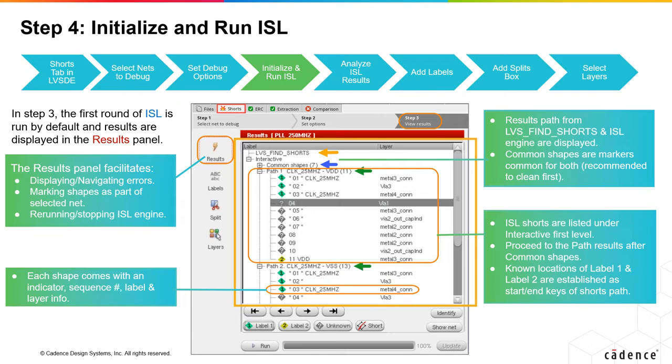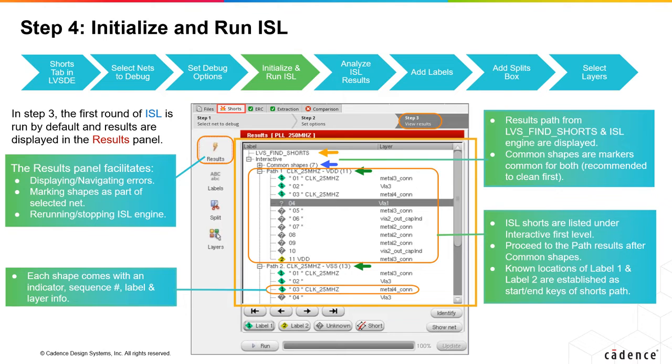The tree has 3 levels. The first level shows the results of the LVS_find_shorts rule or the corresponding option in the Extract Options tab of the LVS run form. The interactive short locator results are shown under the interactive first level. There could be 2 branches under the interactive tree: common shapes and independent paths.